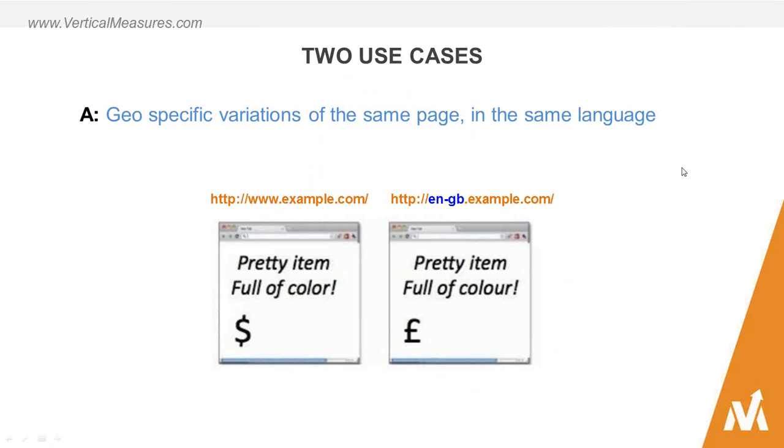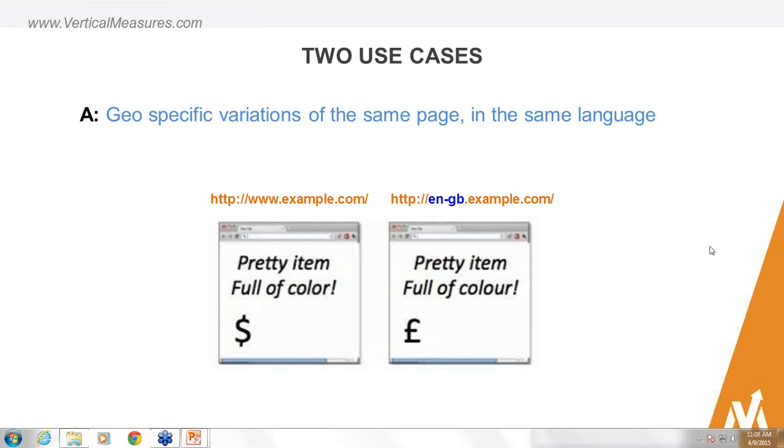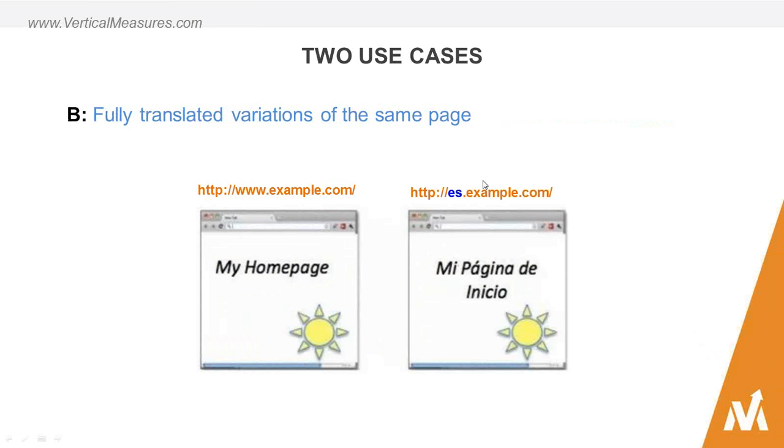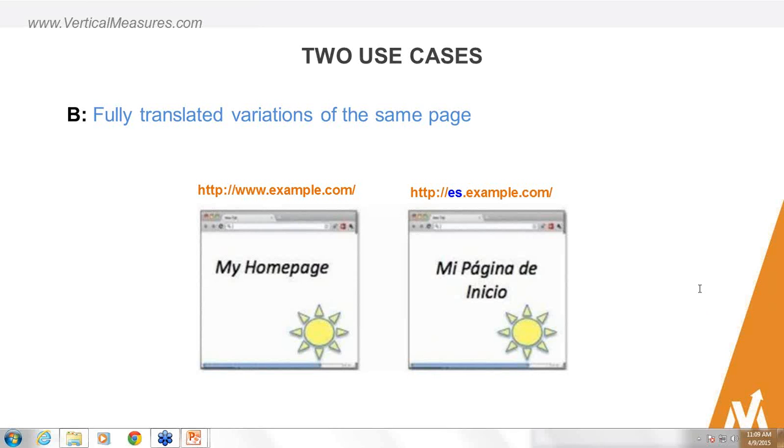So let's take a look at two hypothetical scenarios that benefit from hreflang. Here we have example.com, which is a primary English version of the website, and on the right we have en.gb.example.com, which is targeted to English speakers in the UK with British currency and British language variations. Example number two, we have example.com, and on the right, es.example.com, which is completely translated into a brand new language.